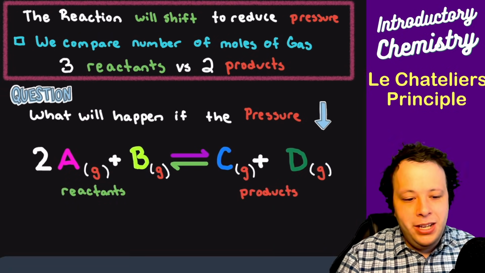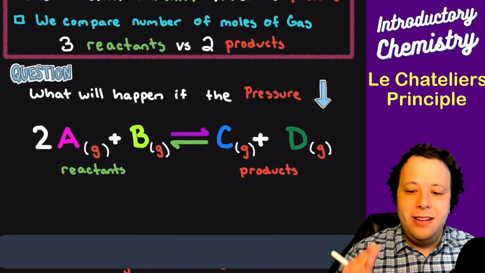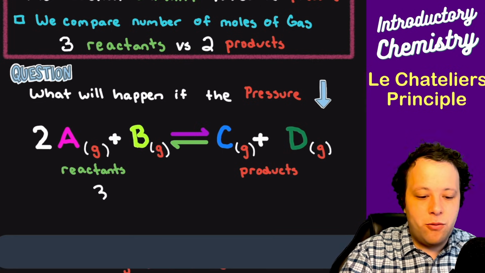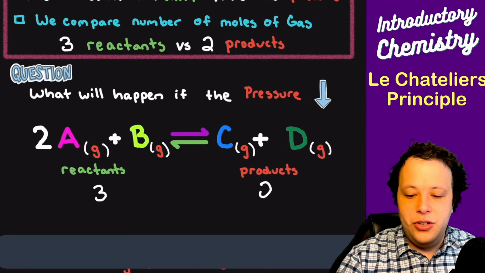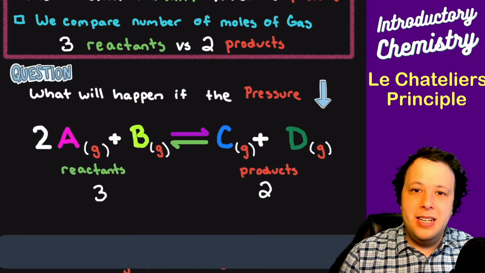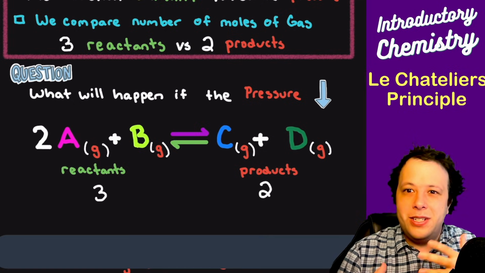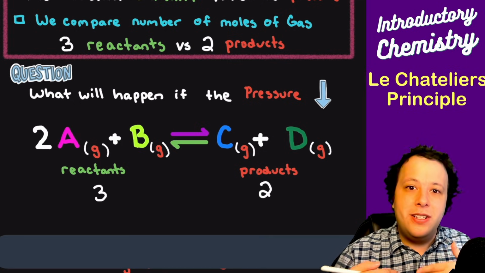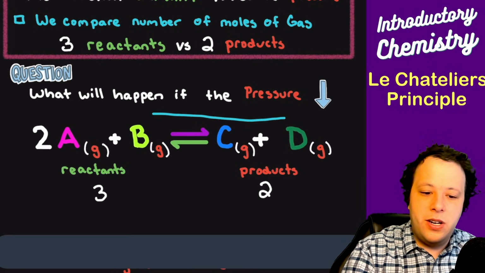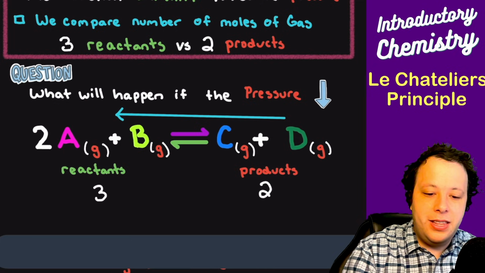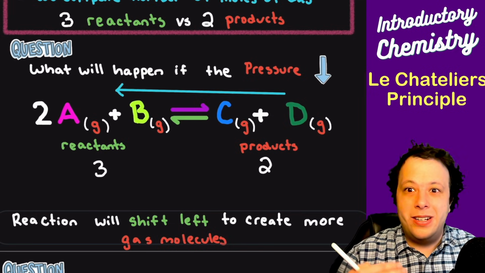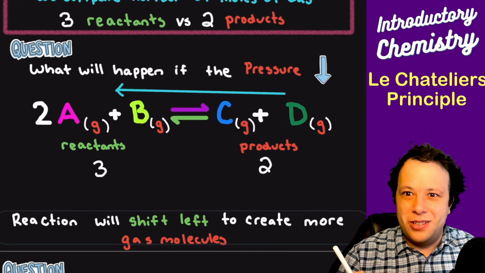So if we were to look at this one, what would happen if the pressure were to decrease? Well, if you remember from before, we have 3 moles of gas on the left, 2 moles on the right. So it's going to try to shift to compensate for this. If the pressure is really, really low, it's going to want to bring it back up, so it's going to want to create more moles of gas. So we're going to be shifting the reaction to the left in order to compensate for that, right? It's going to want to create more gas molecules as a result of this.